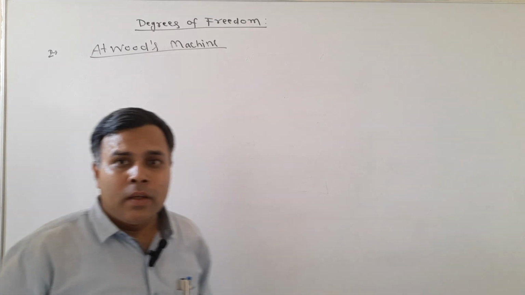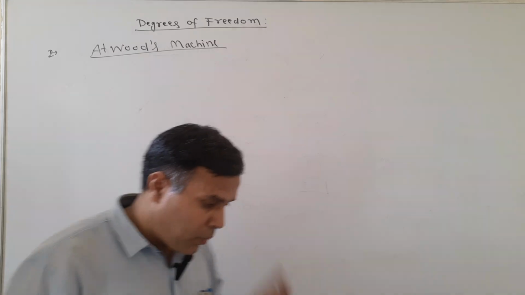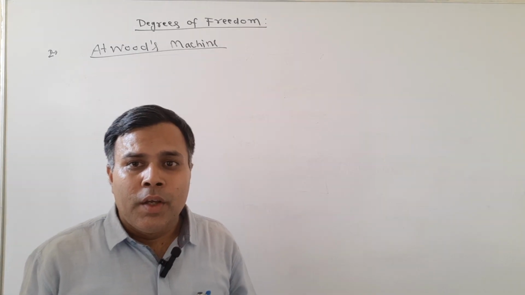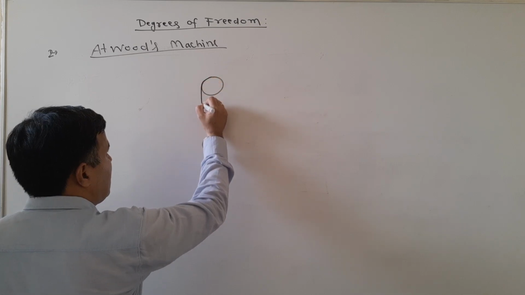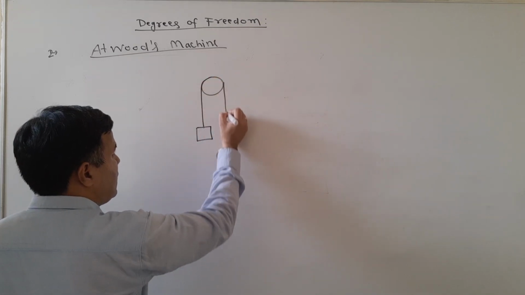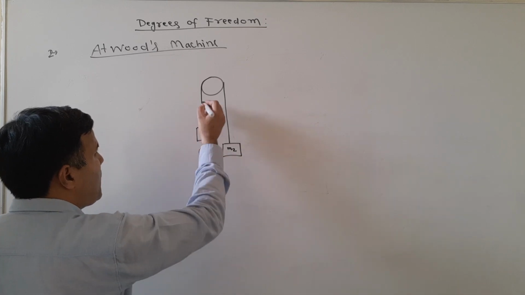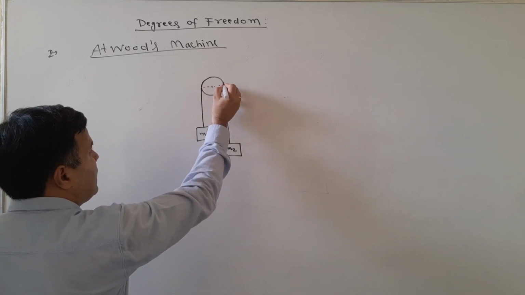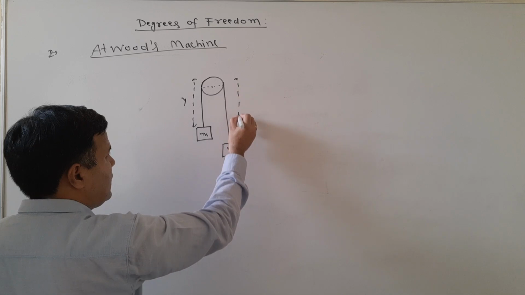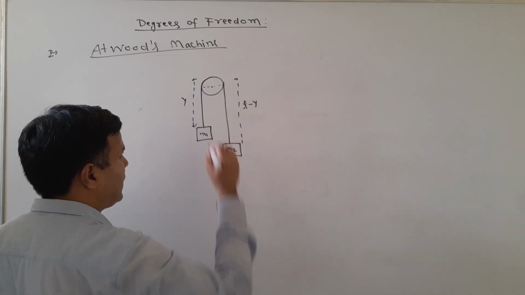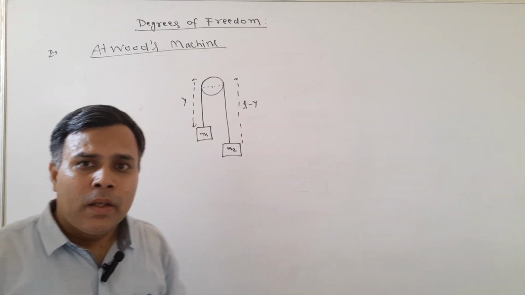Atwood's machine. Before going to the exact formula of degree of freedom, we should know what Atwood's machine is. Atwood's machine is a system, and its schematic is shown here: let's say this is mass m1, this is mass m2, and this distance is y, and this distance is L minus y.